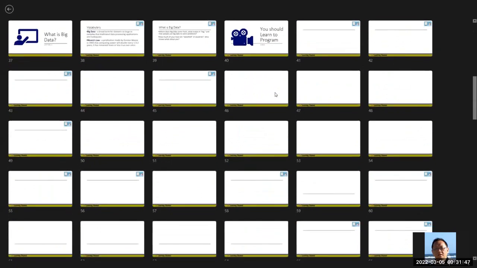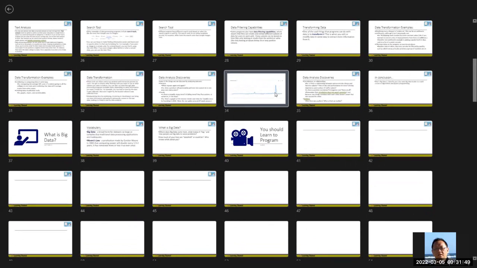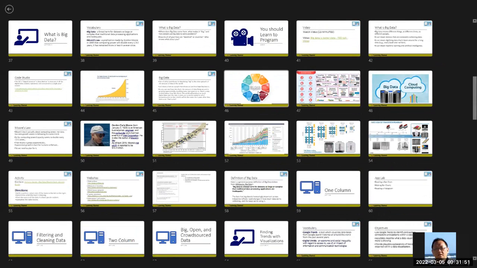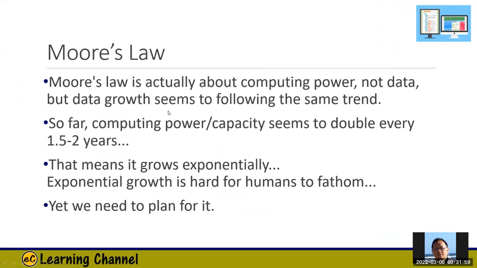So here, let's look into one example, directly jump into this one called Moore's law.